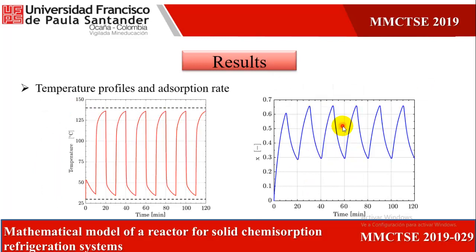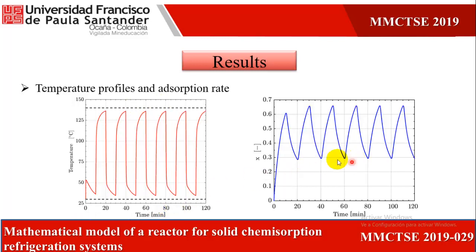In this figure are presented the temperature profiles and the absorption rate of the refrigerant by the system. This is in order to know a little more of the dynamics of the chemisorption refrigeration system. The first figure shows the temperature profiles. The continuous line here and here represents the temperature of the thermal fluid flowing through the annular region, which was at 140 degrees Celsius here during the synthesis phase, and 30 degrees Celsius during the decomposition phase.